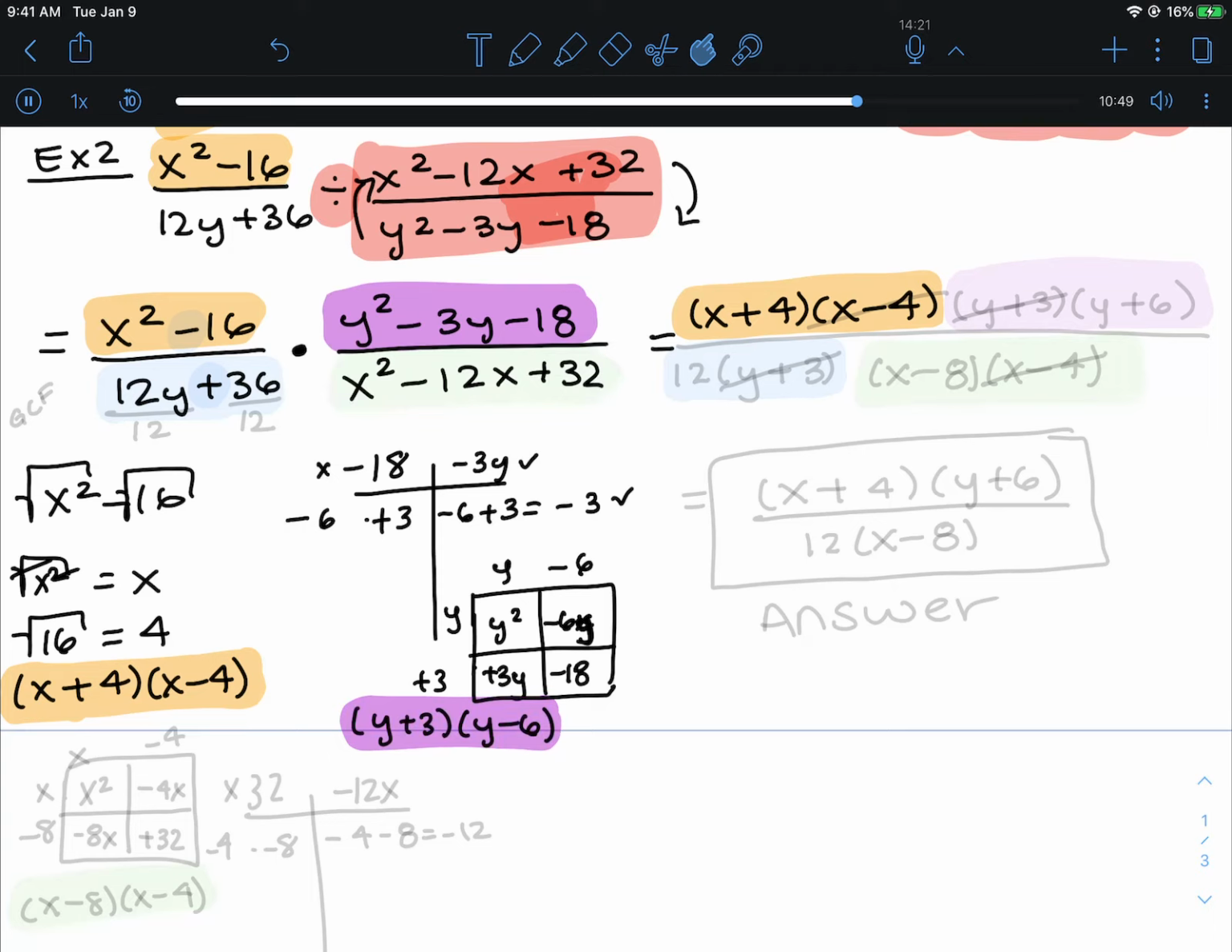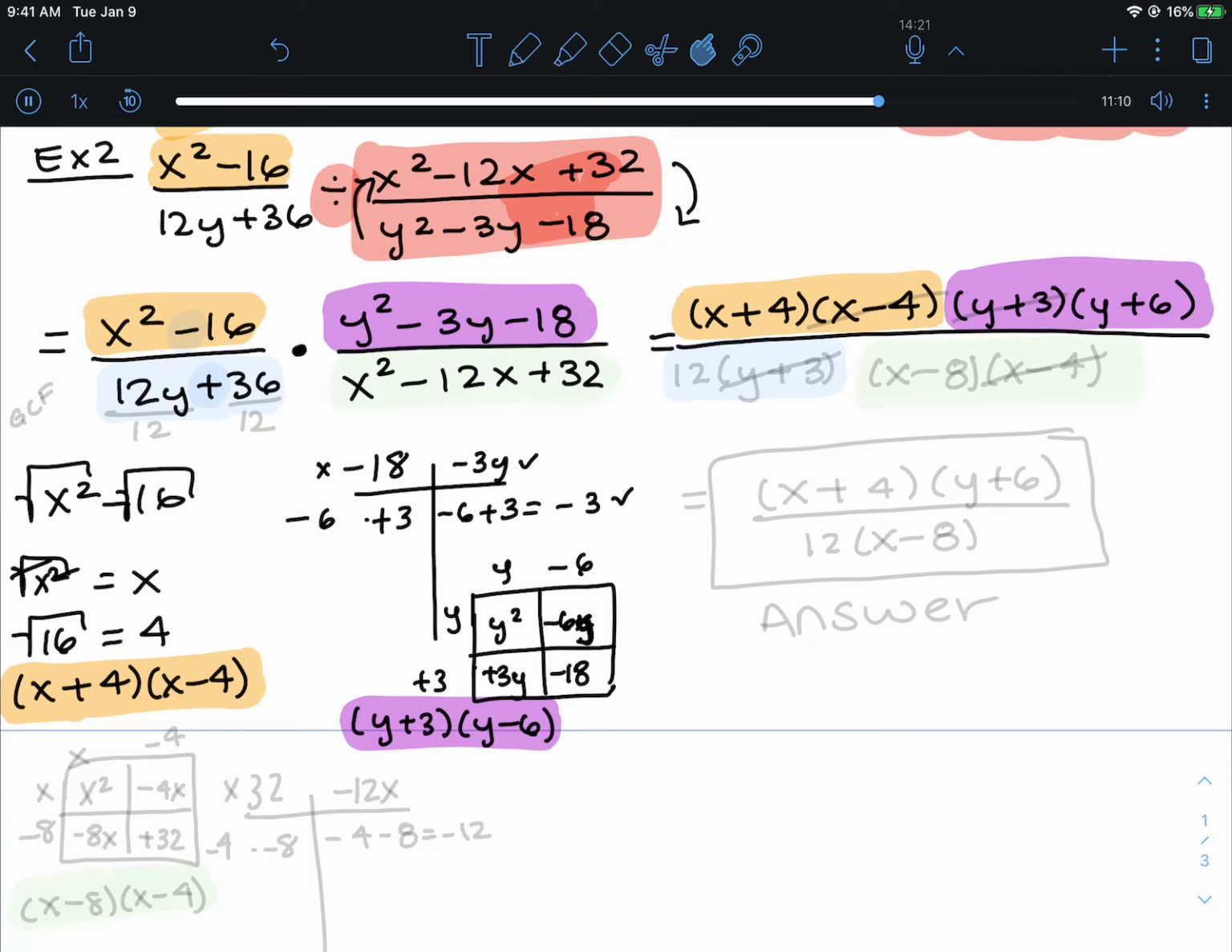So now my other numerator is going to be y plus 3 times y plus 6. Make sure that you have the proper variables, because you just noticed right now I tried to put an x for this y, but it's actually a y, not an x. So be on the lookout for that. And now we're going to go ahead and do 12y and 36.